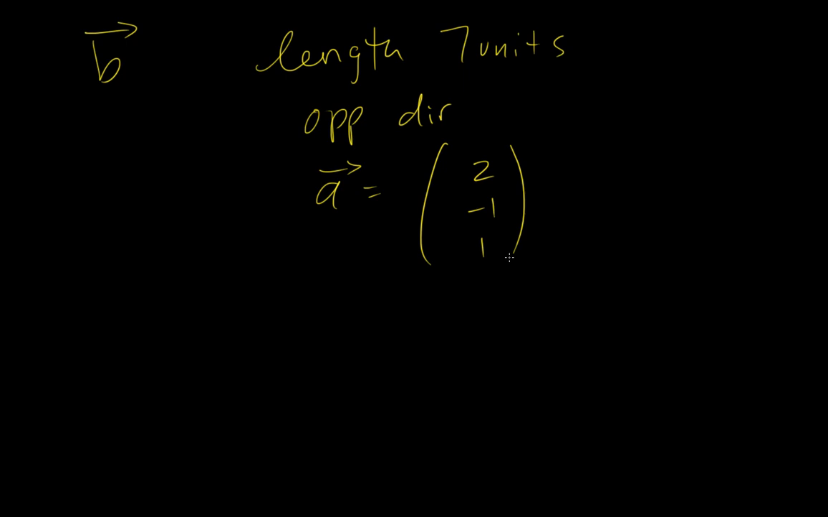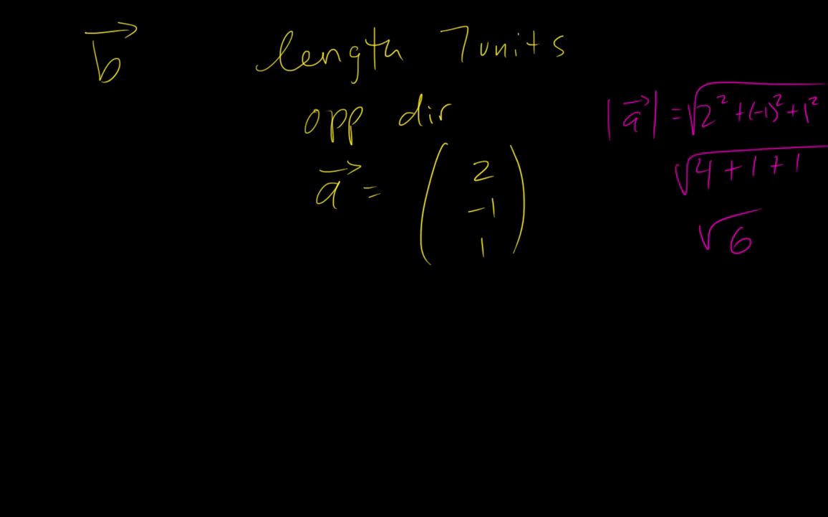Okay, so what we're going to do first is we're basically going to divide out the magnitude. So I need to find the magnitude of A, which is going to be 2 squared plus -1 squared plus 1 squared, which is 4 plus 1 plus 1, which is the square root of 6. Okay, so we know that the magnitude is the square root of 6.